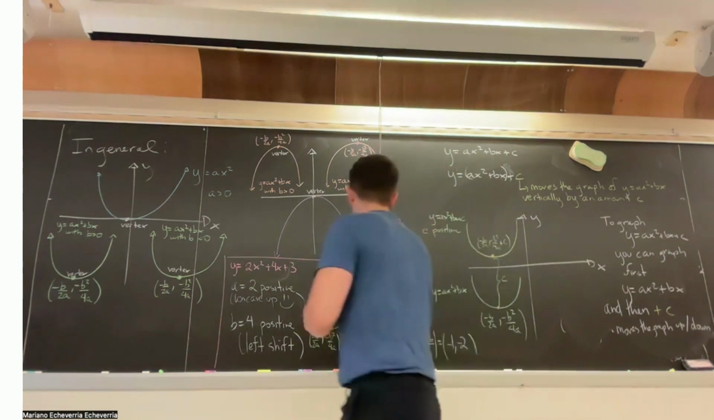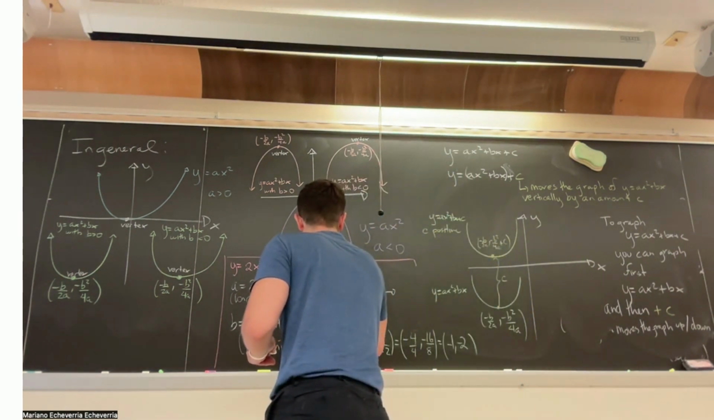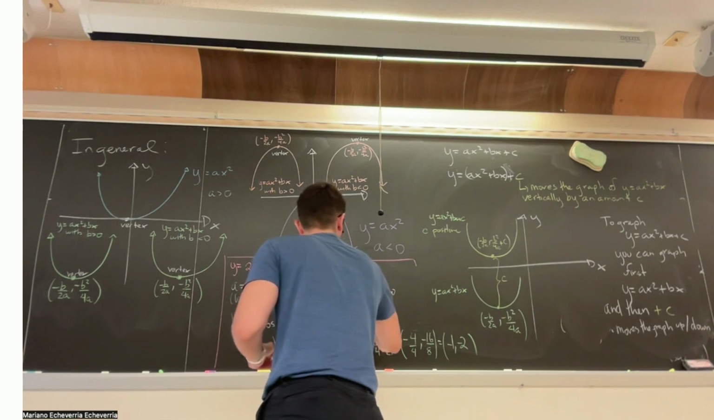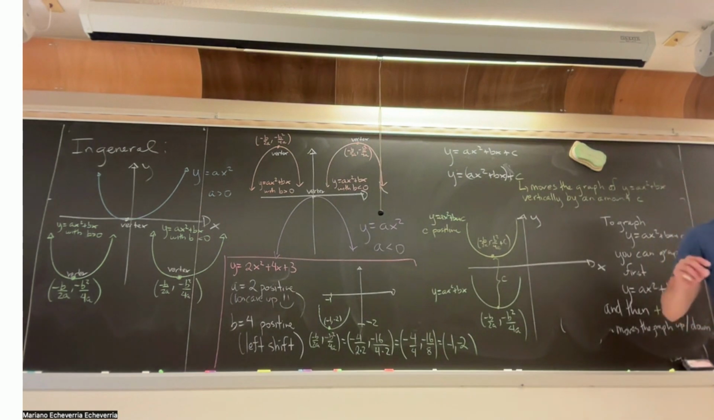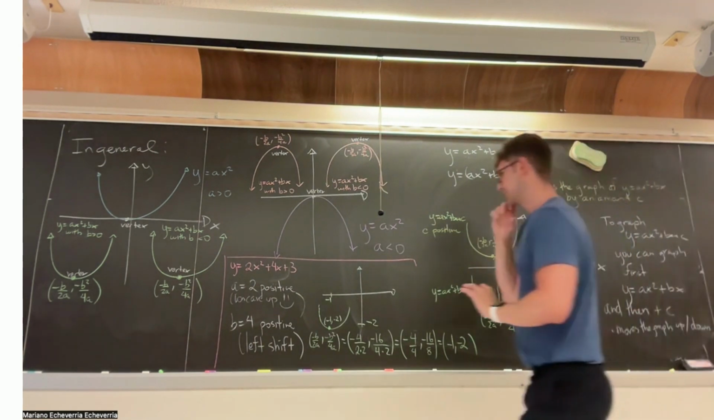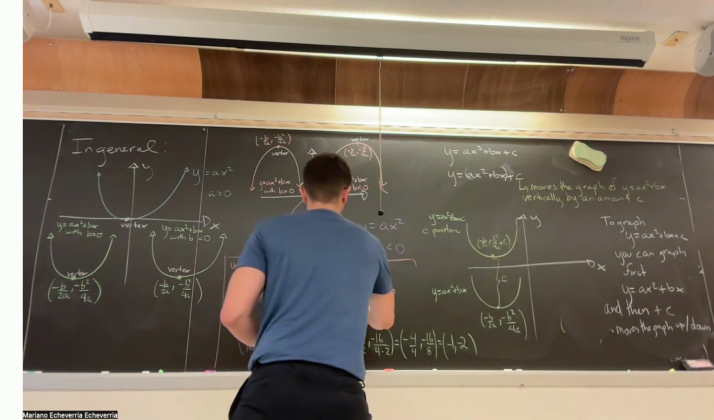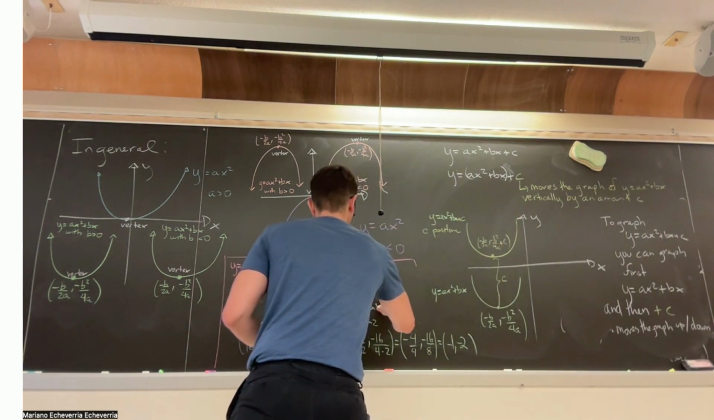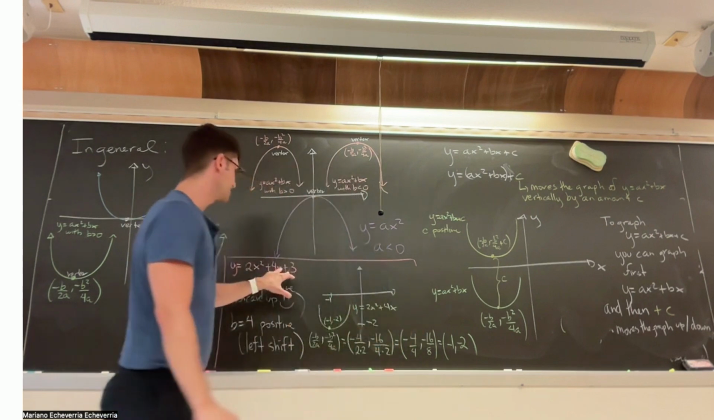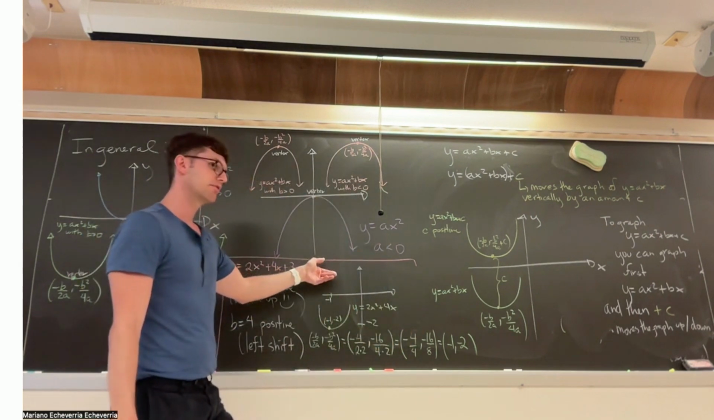So the bottom of this parabola is at the point negative 1 comma negative 2. So here's the negative 2, and here's the negative 1. That is how that parabola looks without the C. Now I have to add the C. Let me write the equation: I'm plotting for you 2x squared plus 4x. If I want the plus C, I just move everything up by 3 units.